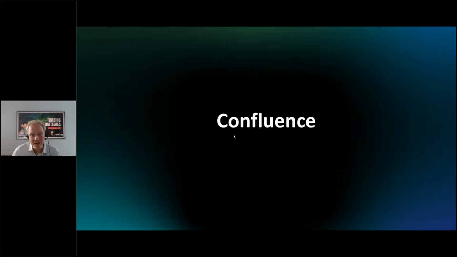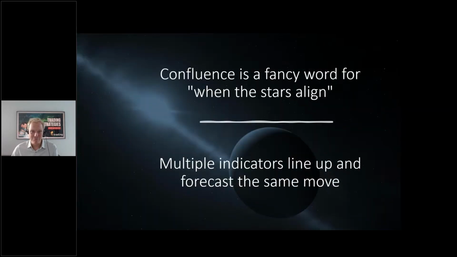Okay, one more example: confluence indicators. So, what's a confluence indicator? Maybe a word you haven't heard yet. Well, basically, confluence means, here like a more esoteric version, confluence is a fancy word for when the stars or the good stars are aligning. What does this mean for trading? Well, basically, multiple indicators line up and forecast the same price move.